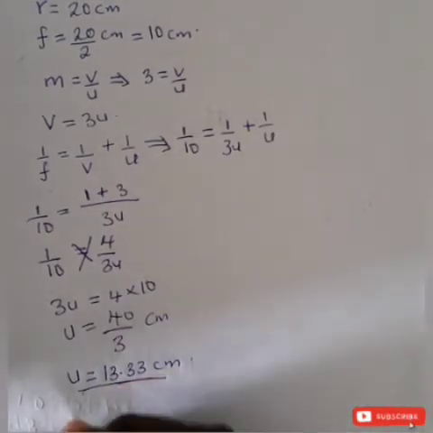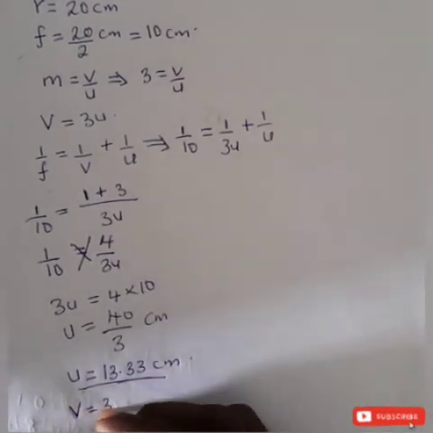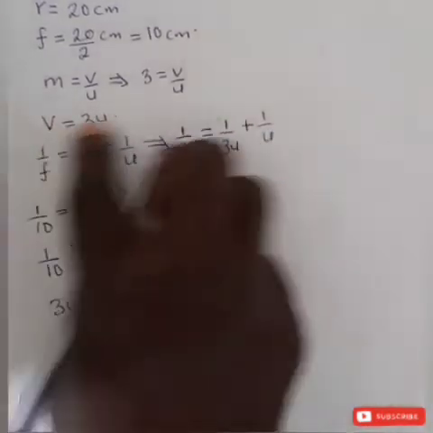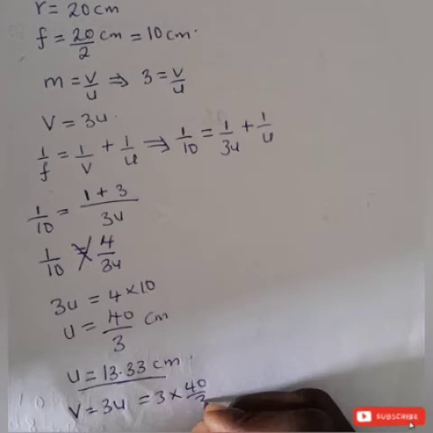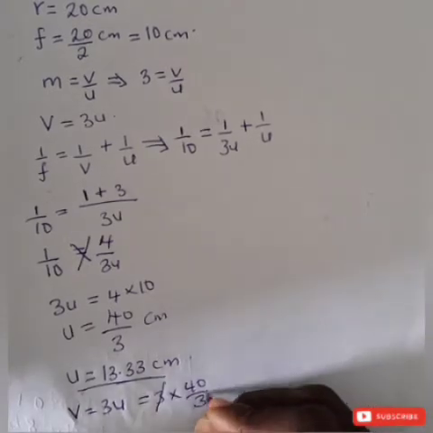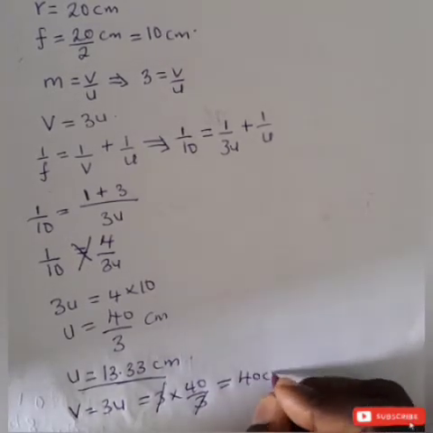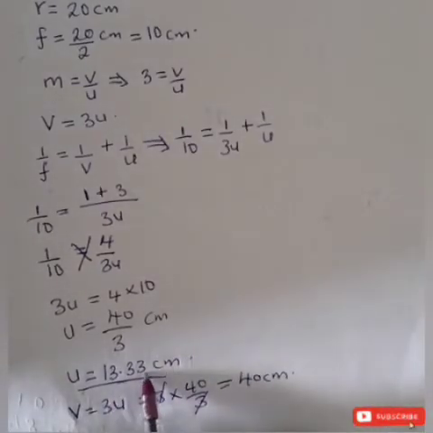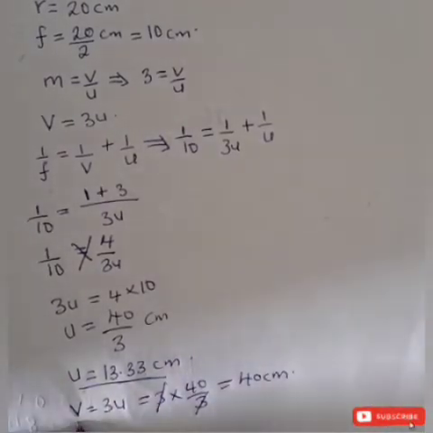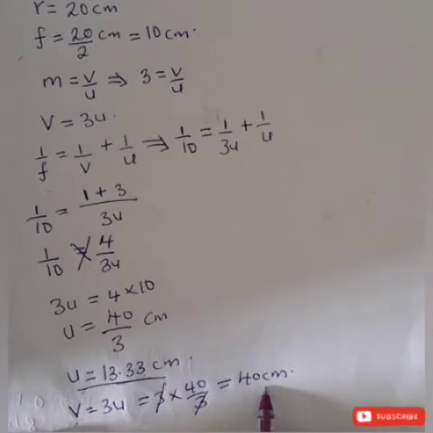Now the position of the image, V equals 3U from the beginning here. So that will give us 3 times 40 over 3. And this will cancel out this. So we have 40 cm. So the position of the object is 13.3 cm. And that of the image is 40 cm in front of the concave mirror.